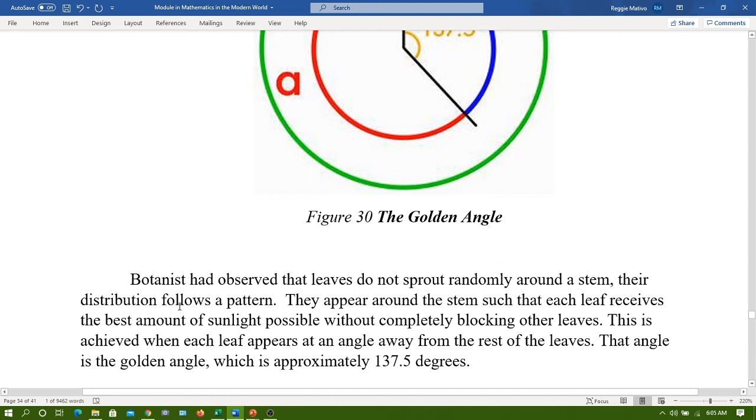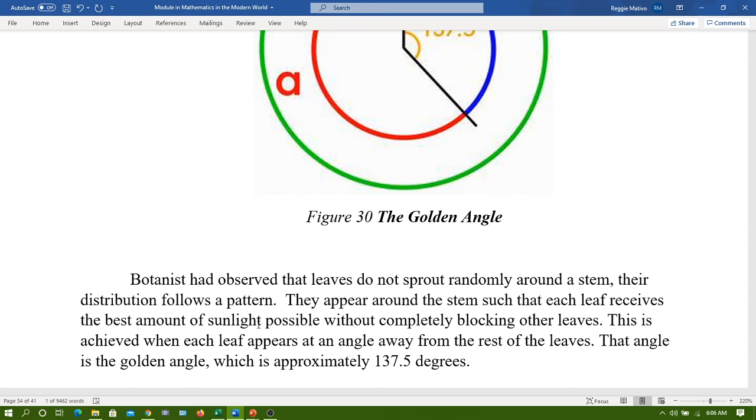So botanists had observed that leaves do not sprout randomly around a stem. Their distribution follows a pattern. They appear around the stem such that each leaf receives the best amount of sunlight possible without completely blocking other leaves. This is achieved when each leaf appears at an angle away from the rest of the leaves. That angle is the golden angle, which is approximately 137.5 degrees.